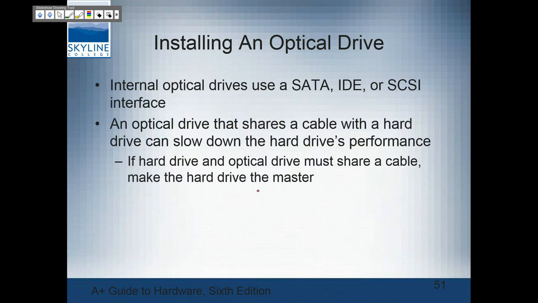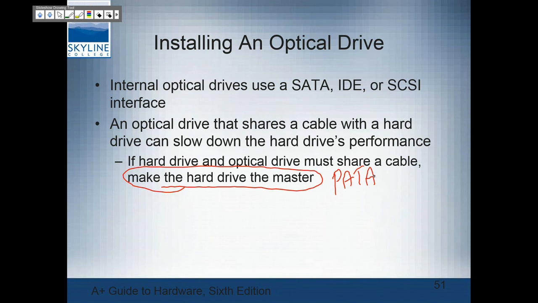Installing these things, if the hard drive and optical drive must share a cable, make the hard drive the master. And that goes back to PATA, right? Where we had master-slave, PATA or EIDE. So the hard drive should be the master and the optical drive should be the slave, if they're on the same cable. You really don't want them on the same cable, because they share the transfer capability.